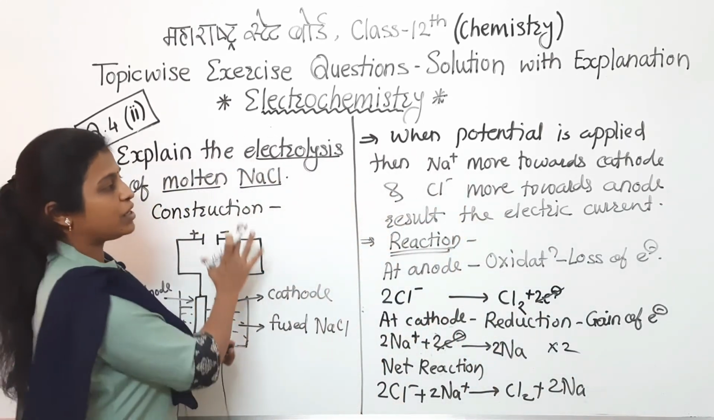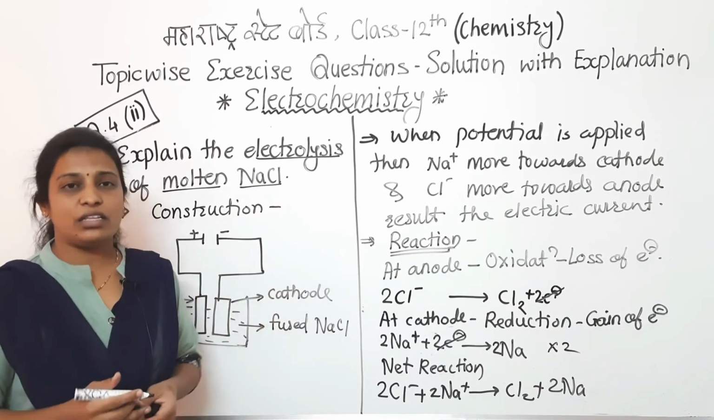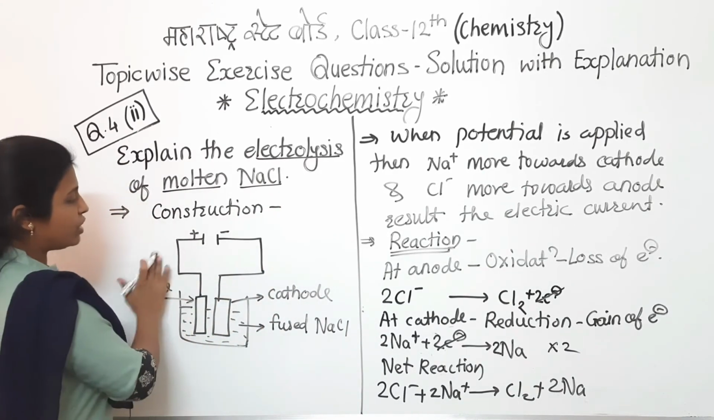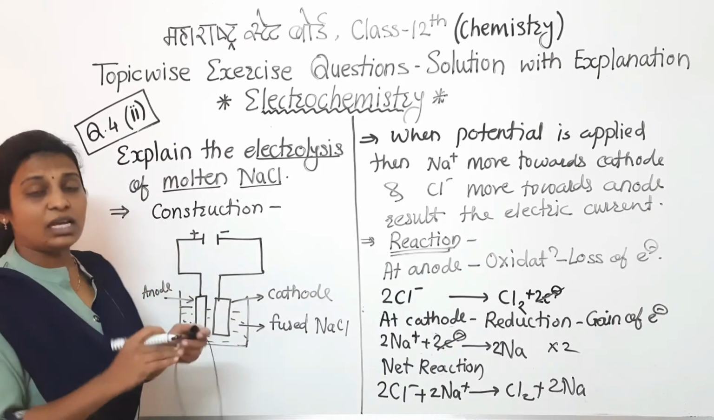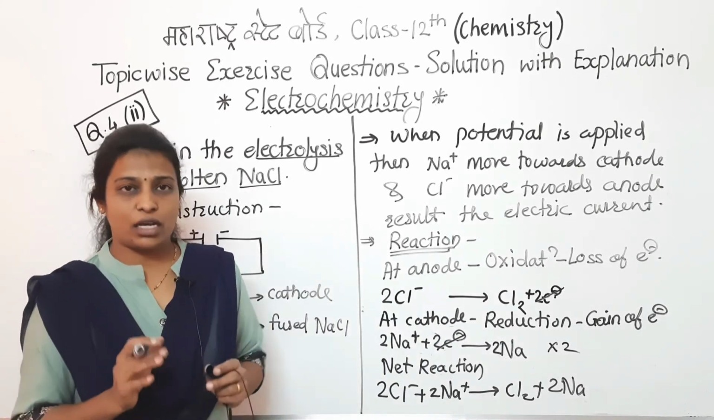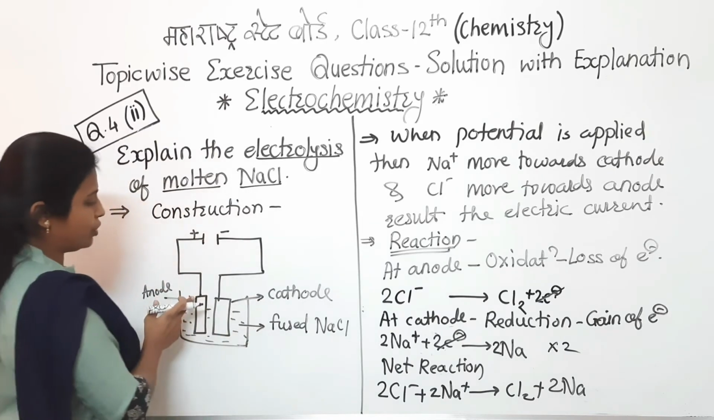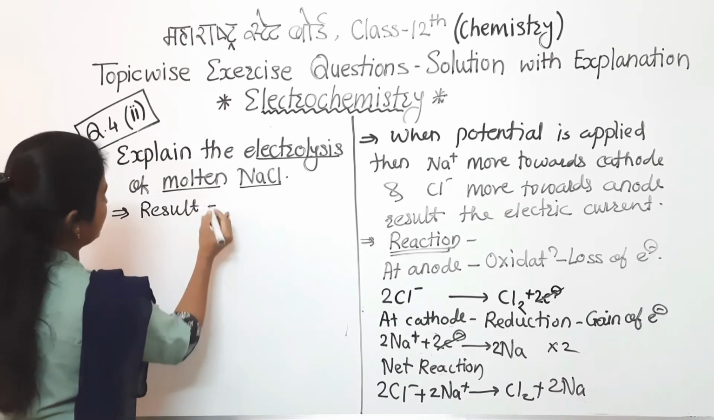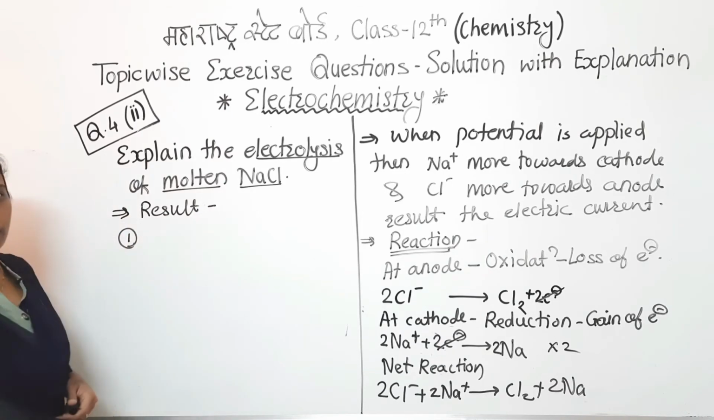So here we have completed the construction, working and reaction part. The last part remaining is the result. Means when that electrolysis happens, what will be the final conclusion? That we will discuss now. So the last point is the result. And here we can say that there are 3 results we can observe.